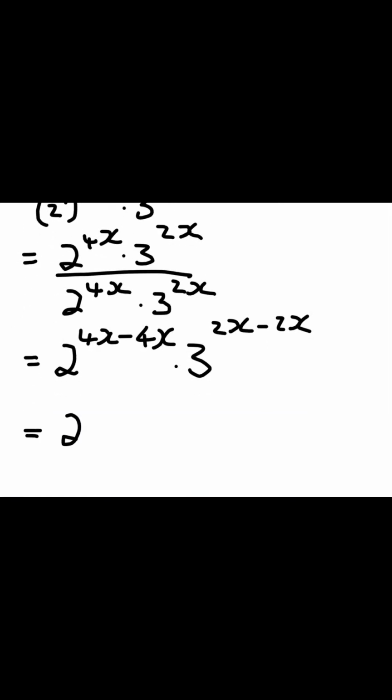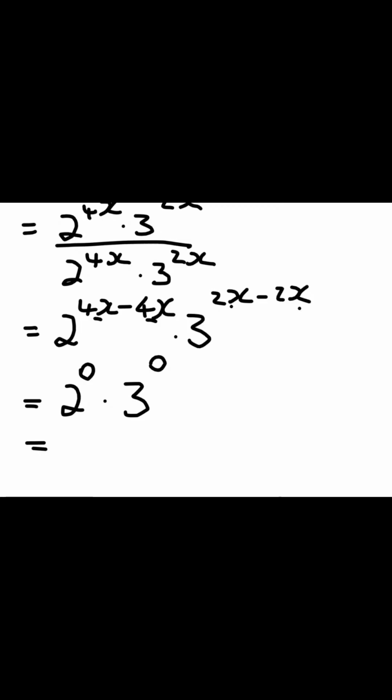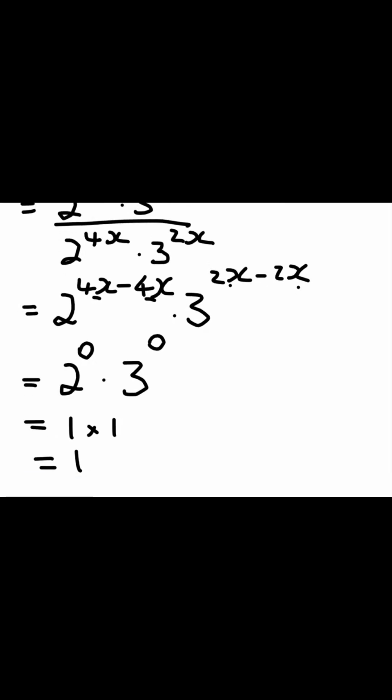So can you see, we end up having 2 to the exponent. What is that minus that? Definitely 0. What is that minus that? Definitely it is 0. So you end up having 2 to the exponent of 0. Anything to the exponent of 0 is 1. Yes, I meant to say 2 to the exponent of 0 is 1, multiplying 3 to the exponent of 0 being 1. 1 times 1 is equal to 1. And that's how you work it out. I hope that makes sense.